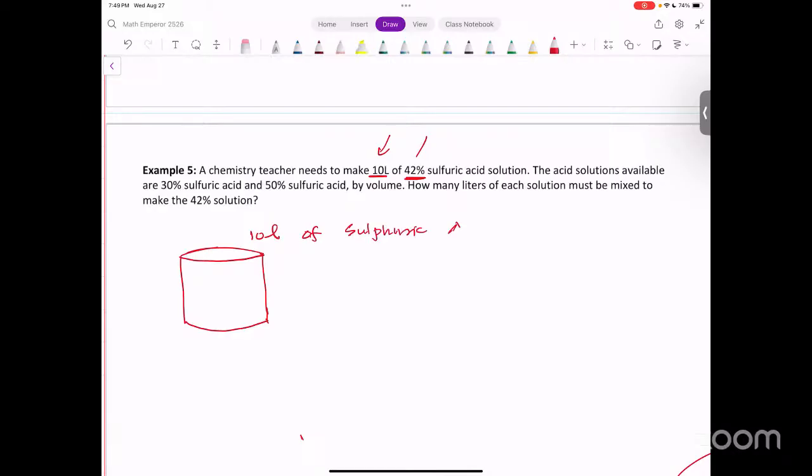So here's my question to Nishal. Do you think the whole 10 liters will be sulfuric acid in this case? The teacher makes 10 liters of sulfuric acid. Do you think the whole 10 liters will be sulfuric acid? No. Why not? It's clearly 10 liters. So why not 10 liters of sulfuric acid? Do you think it's 10 liters of sulfuric acid?